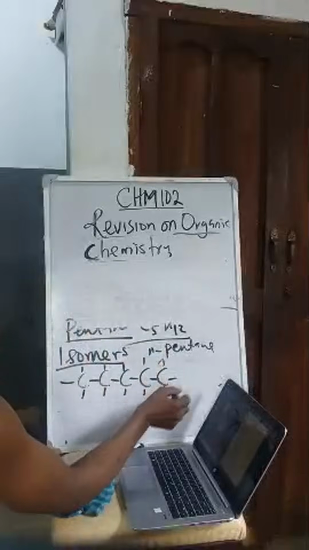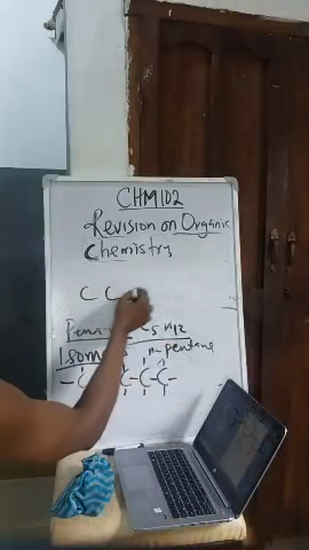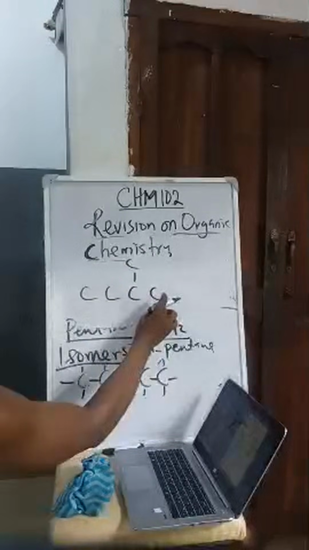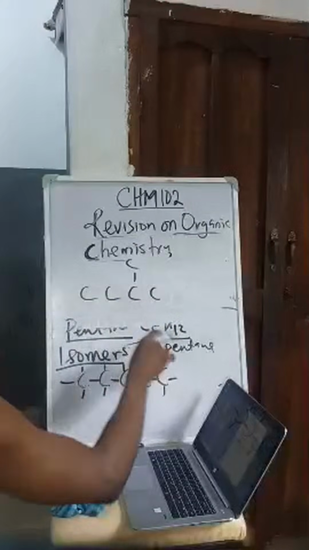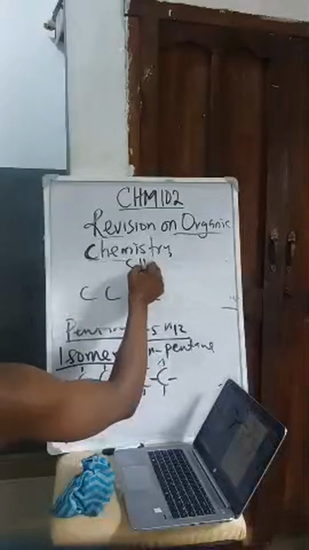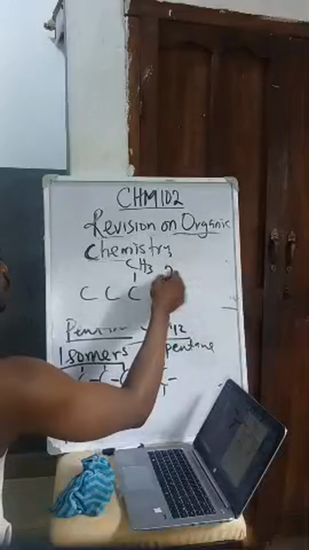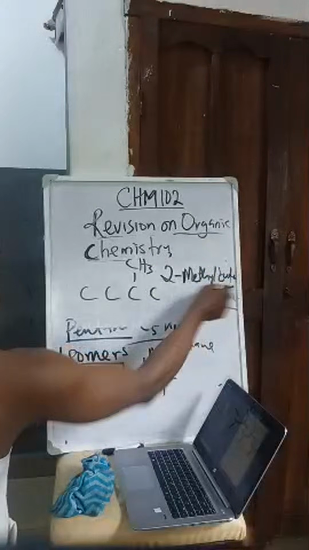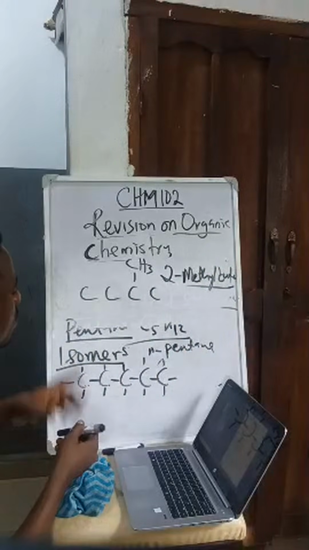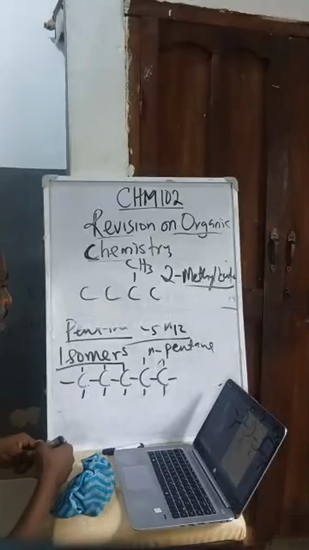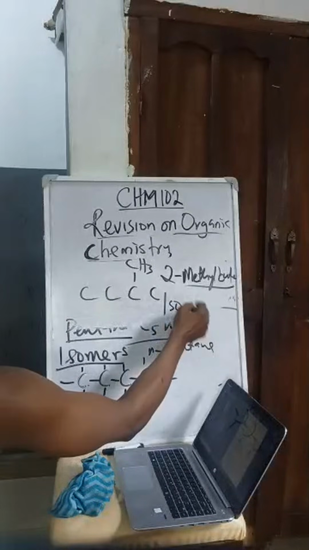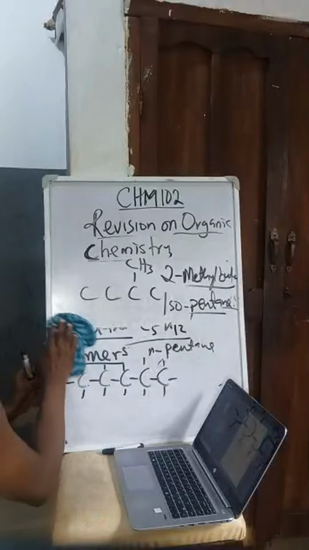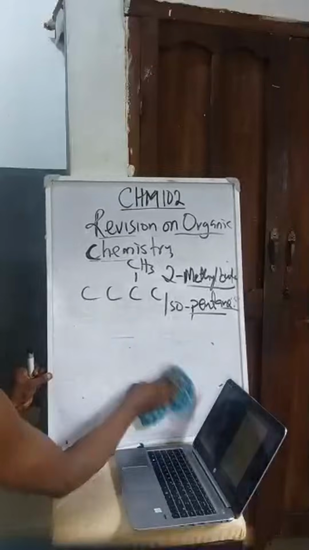If you now carry this one and position it, you have C, C, C, C. You place it on any of the carbons, because this one is already butane, so it is balanced. Anywhere you place it is the same thing. So this is 2-methyl, because it gives us a methyl. So you have 2-methylbutane. This 2-methylbutane is called isopentane.